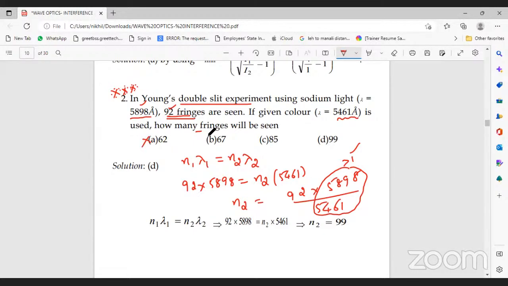So obviously 62 is ruled out, 67 is ruled out, 85 is ruled out. Definitely you should get more than 92, and only one more option is there. If you do it in the calculator also, you'll get the same thing. But have the concept, do the mind calculation, do it fast. So it should be 99. You got it? See how I guessed. Yes, sir.